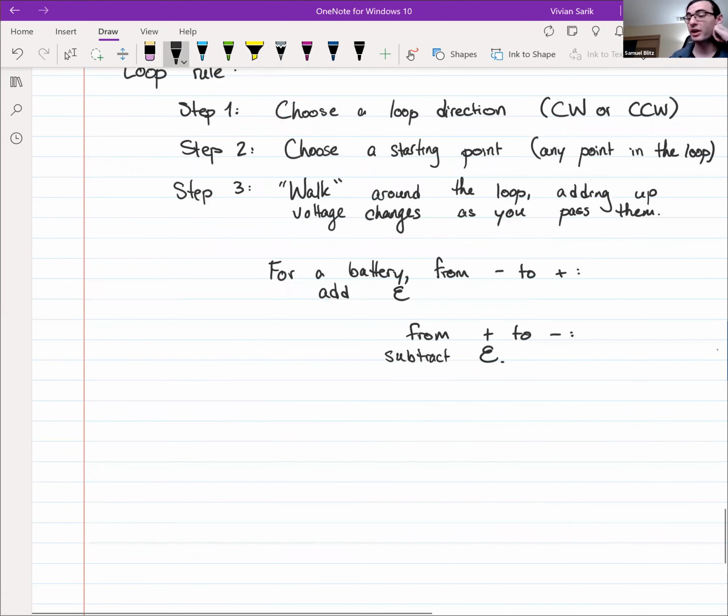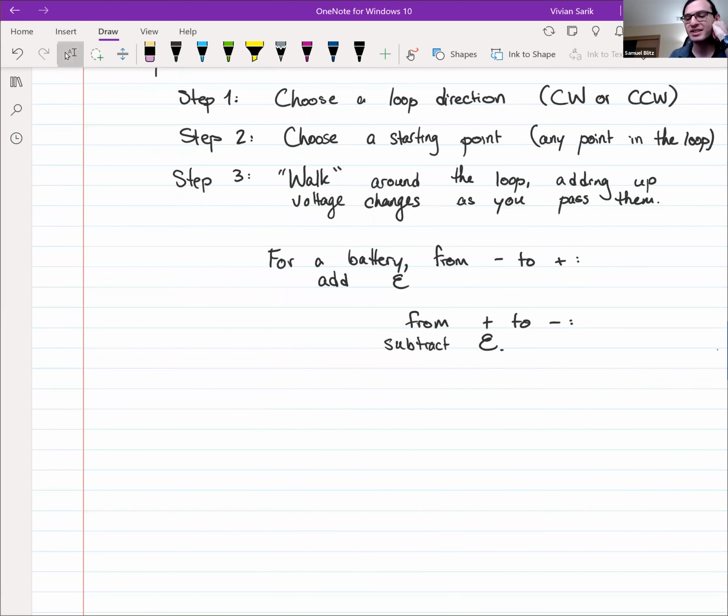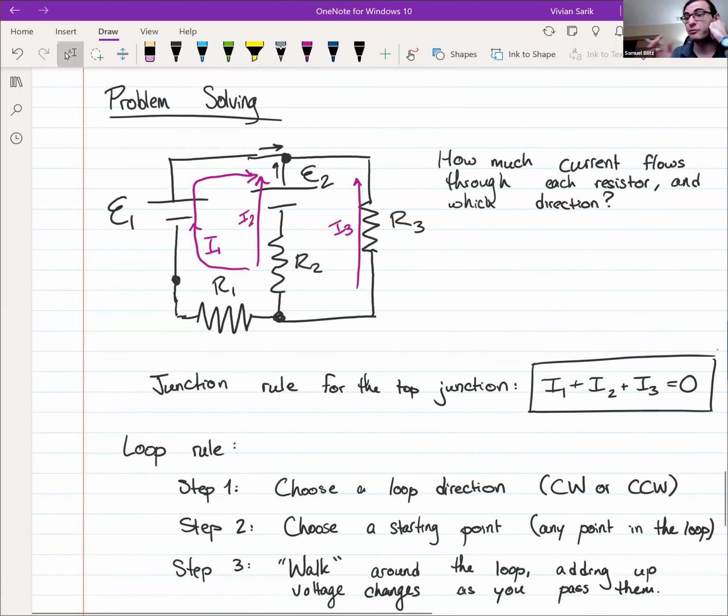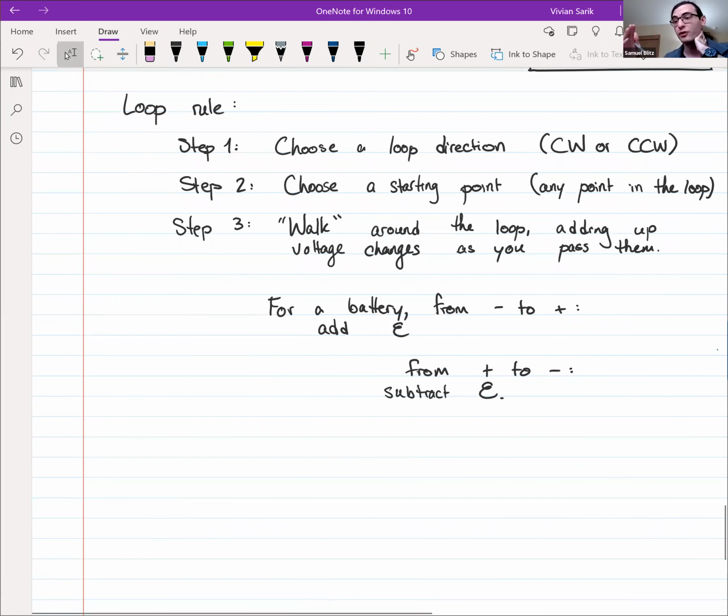By the way, this applies for a capacitor as well, because the capacitor has some fixed potential difference across it. That's calculated by Q equals CV, so you can solve for that potential difference. When you go from the negative plate to the positive plate of a capacitor, you add that voltage. When you go from the positive plate to the negative plate, you subtract that voltage.